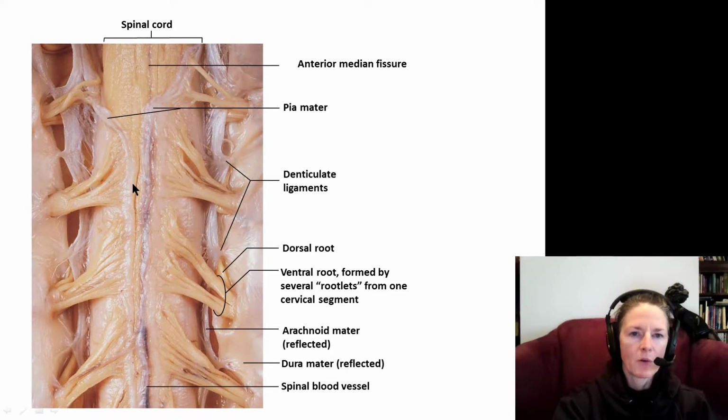So here it is. Here we have our spinal cord. This is our anterior view. So here's our anterior median fissure. It's kind of covered with some other tissues here. We see our pia mater that's been peeled back a little bit. Here we have our rootlets that are going to form our ventral root here. So here's some rootlets forming a ventral root. Here are our denticulate ligaments. Notice how they're spanning from the pia mater to the dura mater. And then here's some of the arachnoid mater that's been reflected back. And here we can see a blood vessel. It's traveling pretty much in the pia mater along the anterior median fissure.